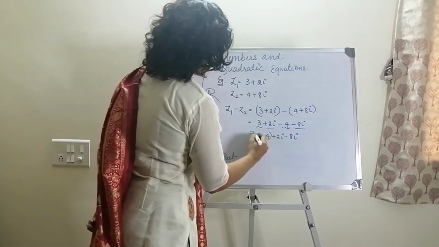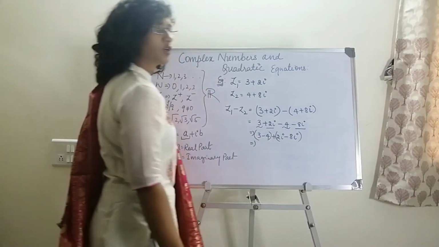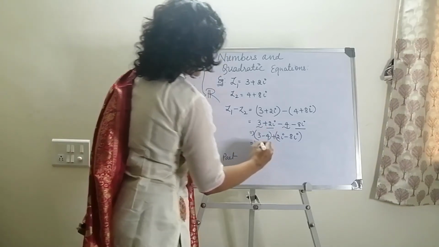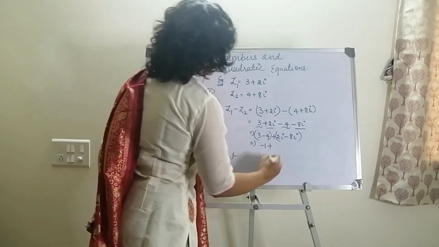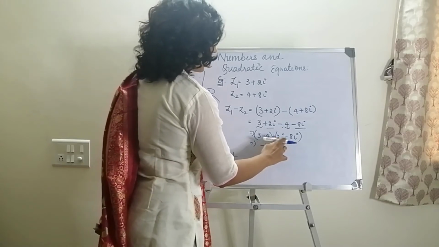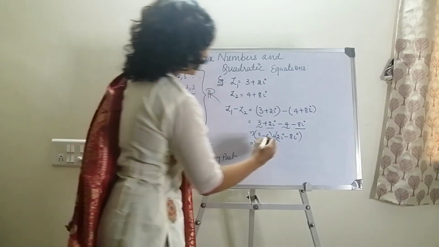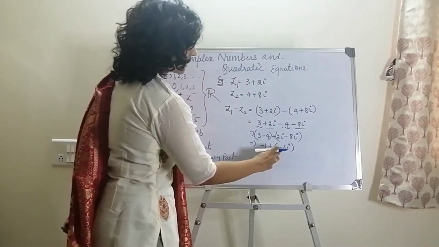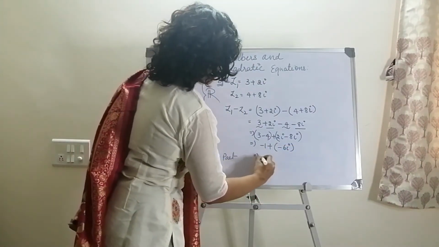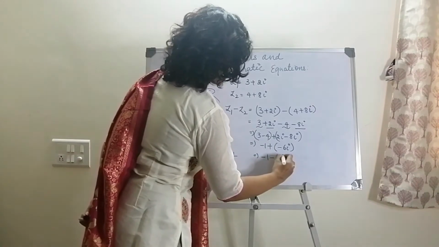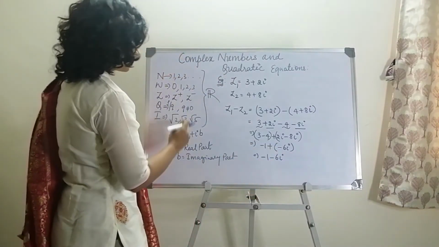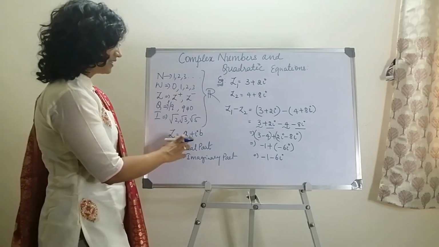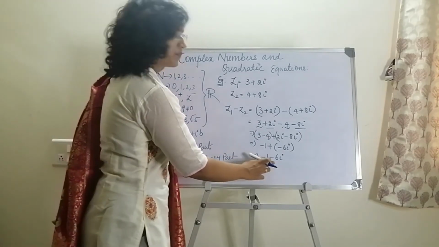See, I have grouped. So after I group, what do I get? 3 minus 4 will give me minus 1, plus sign in between. Again, 2i minus 8i will give me minus 6i. Again, plus into minus will be minus 6i. Again, this resembles my complex number a plus ib, but in the place of plus, I have minus.